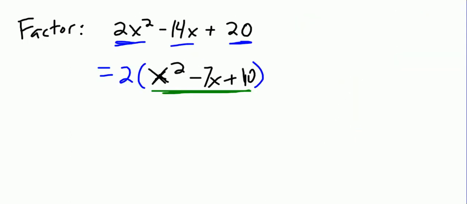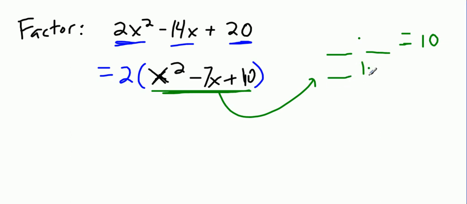If that wasn't the case, we would come over here, set up our two blanks, and try to make this equal to 10, and then we would have to add to negative 7.